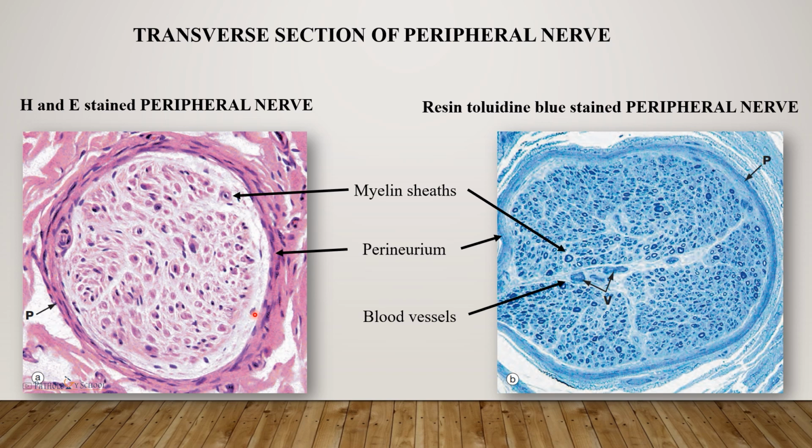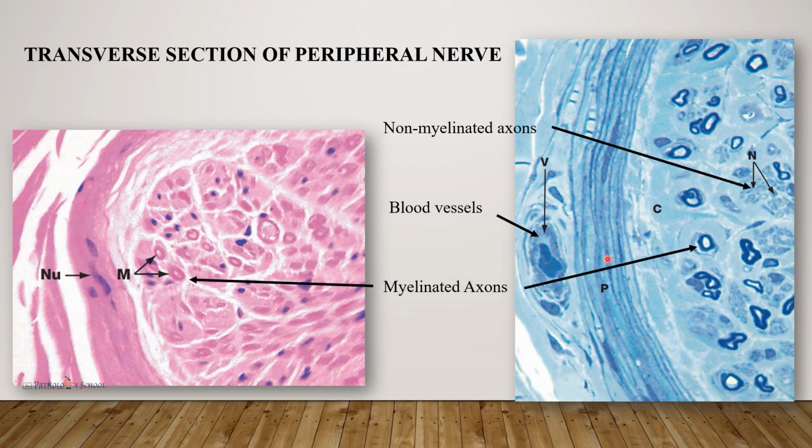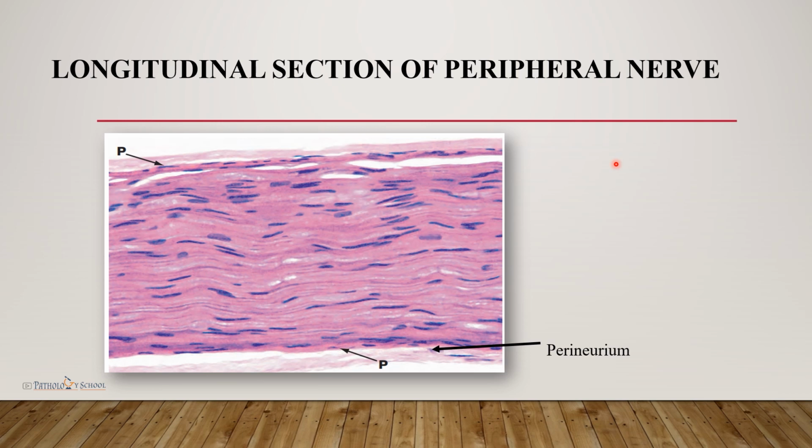As we know, we cannot clearly differentiate the myelin sheath in an H and E stain slide. So we can do the resin toluidine blue stain, where we can clearly appreciate the blue colored myelin sheath in this diagram. This is the high power view of the same diagram, where we can appreciate the myelin sheath, myelinated axon and non-myelinated axon. In the longitudinal section of the peripheral nerve, we can see this is the perineurium. These are the long wavy nerves with the Schwann cell nucleus.